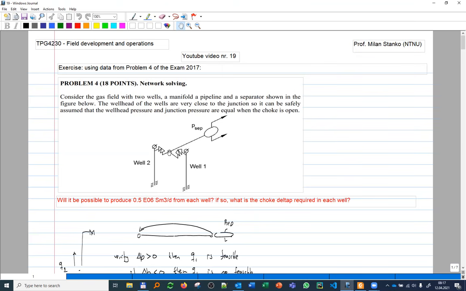So now we get a question: is it possible to produce 500,000 from each well in this configuration? If it's possible, what is the choke delta P required in each well? We saw before that the equilibrium rate when these chokes are fully open is actually much more than 500,000. So we have the intuition that if we want a rate lower than that, we should be able to achieve it by choking, by creating a pressure drop.